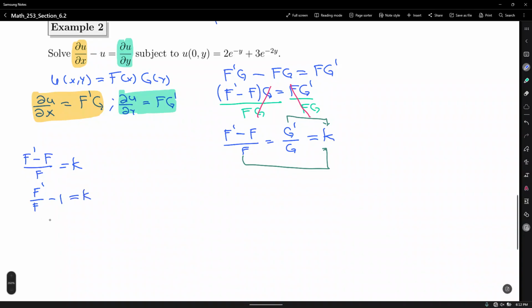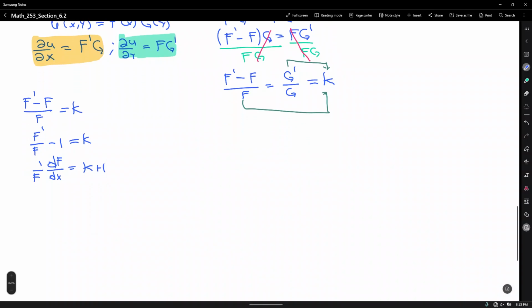And then I'm going to write df/dx times 1 over f equals k plus 1. All right? Well, I'm going to separate the variables, for that is the week one separation of variables for us. That is df over f equals (k plus 1) dx. Integrate both sides, and you know what to do afterwards, right? But I'm going to do the whole thing anyway.